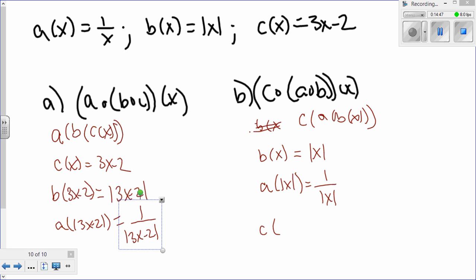And in C, we're going to take the 1 over the absolute value of x and put it in for x in C. So I will have 3 times 1 over the absolute value of x, minus 2. And when that's cleaned up, it looks like 3 over the absolute value of x, minus 2.